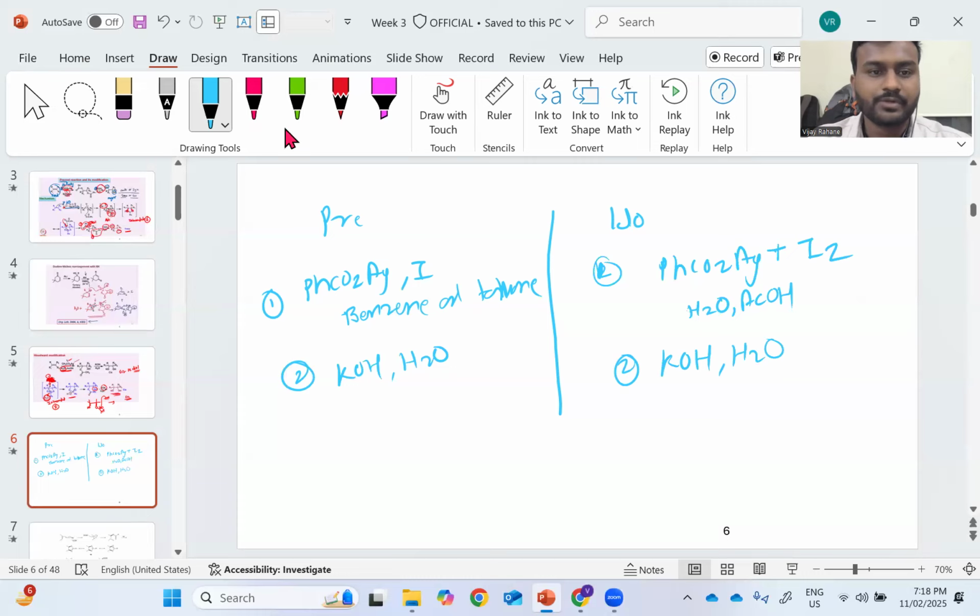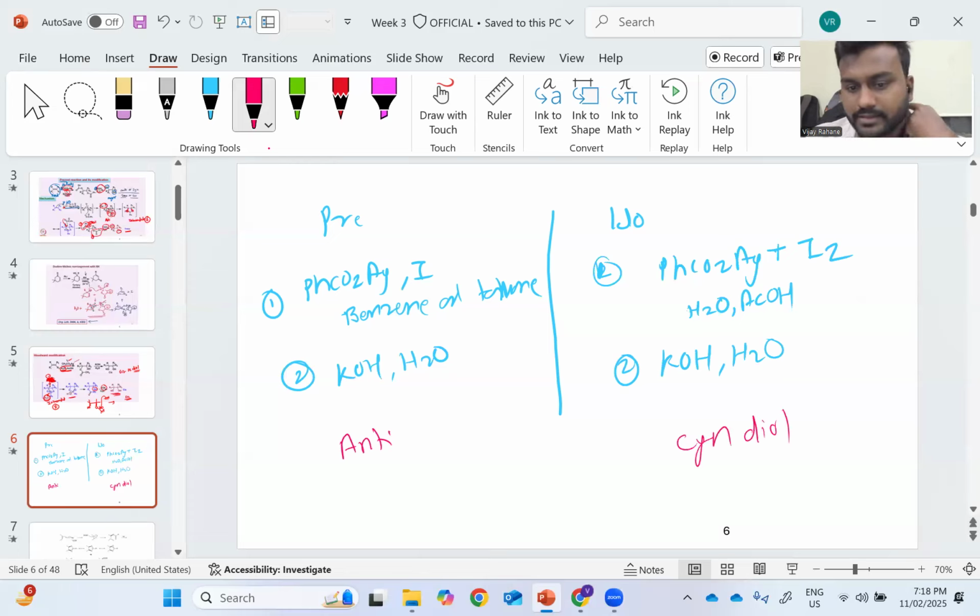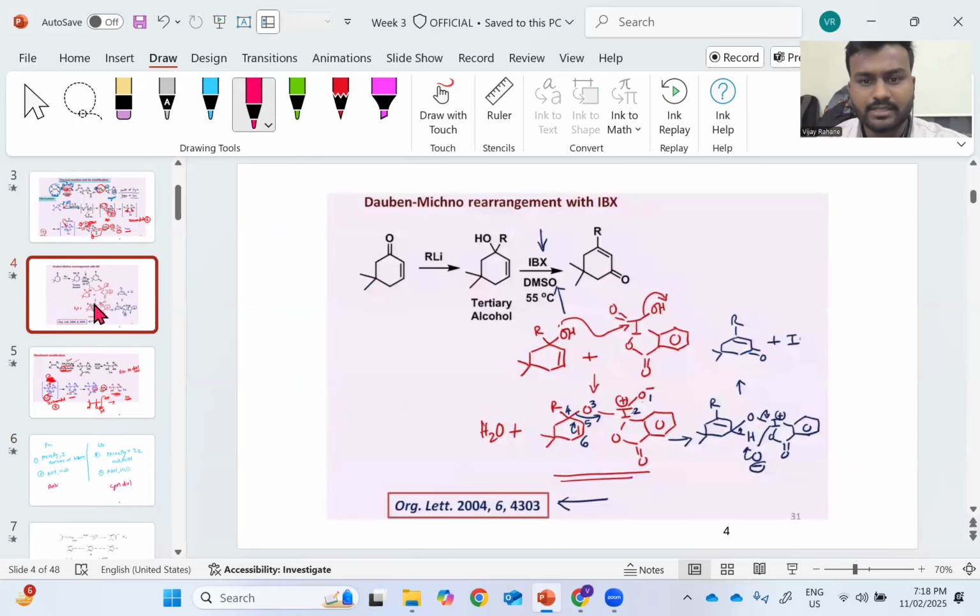So this Prevost modification, in 1,2-diol formation, gives the anti-diol, and this Woodward gives the syn diol, right? So you can keep this in mind. This is the Woodward and Prevost modification. This is also important for your CSIR exam as well as for solving the assignment.